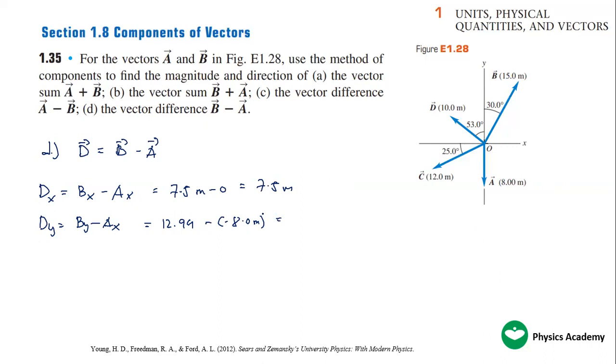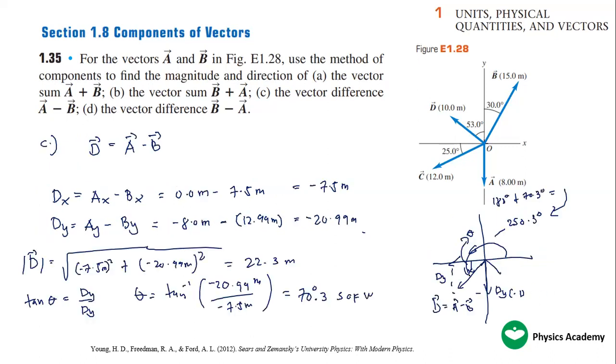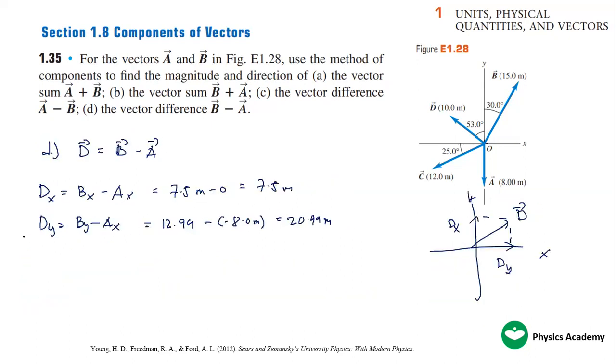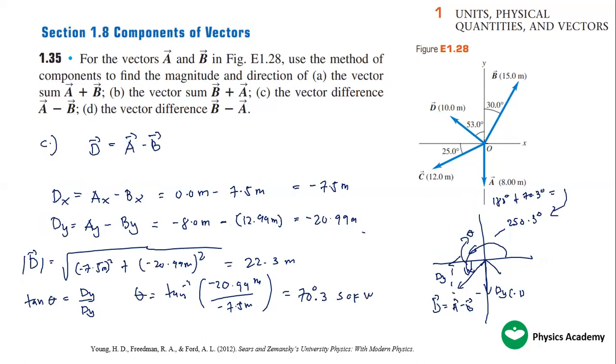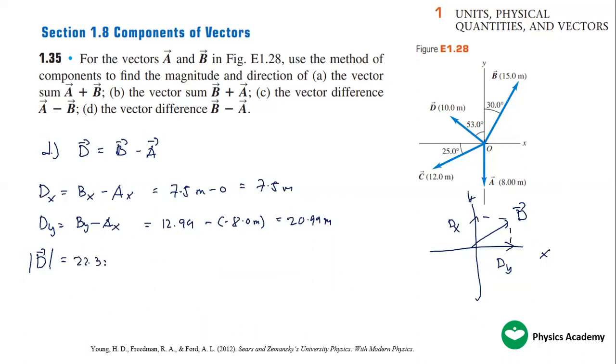So 12.99 plus 8 gives us 20.99 meters. If we graph this one, both are positive. So we have our dy, we have our dx, this is y, this is our x. So our vector d is in this direction. Unlike the previous one, our vector d is in the exactly opposite direction. The magnitude of our d is also the same, 22.3 meters.